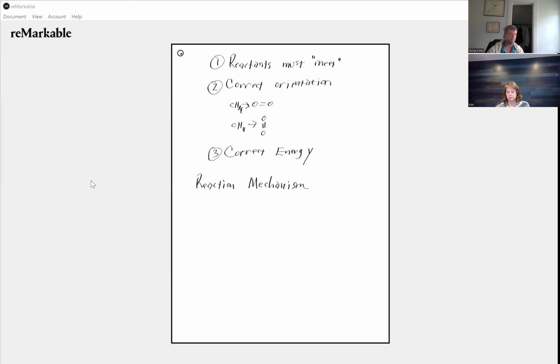Maybe I'll give you an example of a reaction mechanism. Yeah, let's give you an example of a reaction mechanism. Not this one, because I don't know this reaction mechanism. So here's an example of a reaction mechanism.